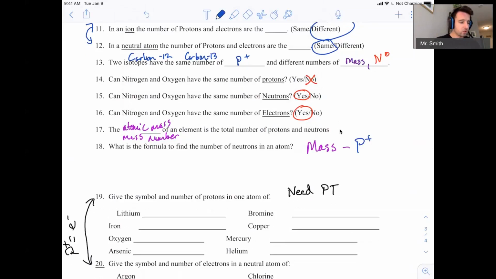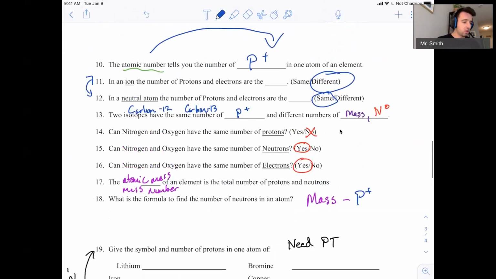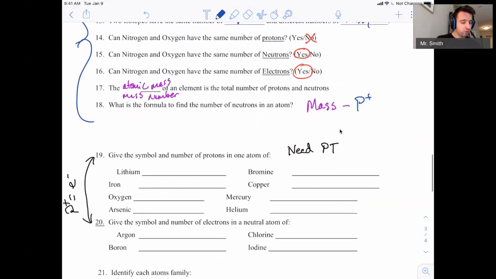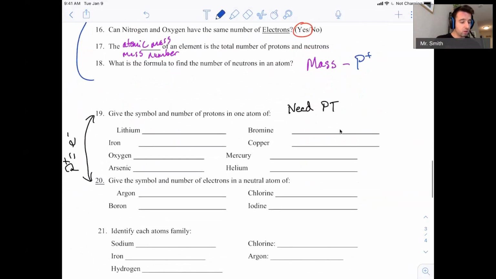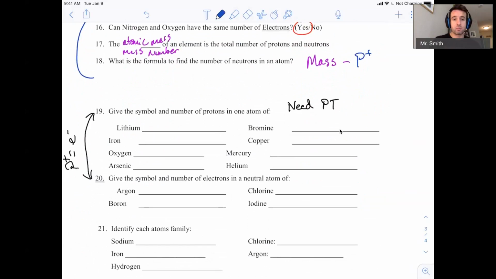So these questions, 10 through 18, are really just supposed to be some conceptual review for you guys, so that you feel more comfortable answering questions or figuring out the process to find the answers for questions about atoms. Give the symbol and the number of protons in one atom of a bunch of different atoms.